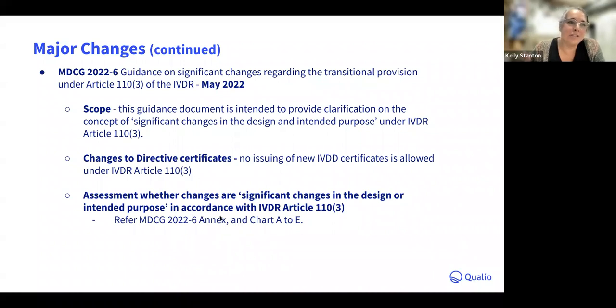Again, if you weren't required to do this under the IVDD, you will now be required to do this going forward. Definitely make sure you get up to speed and understand how this has affected the specifics of your device and how that works.